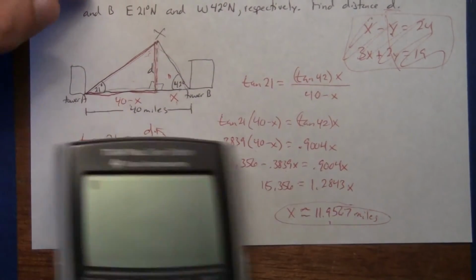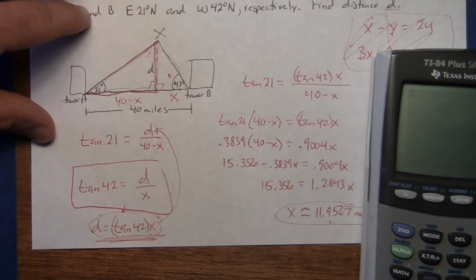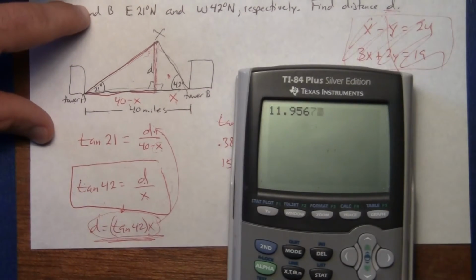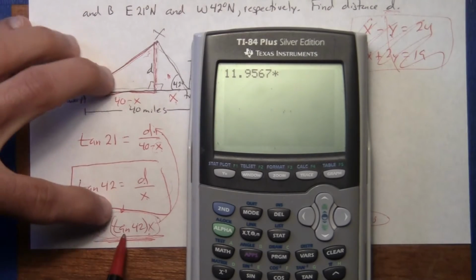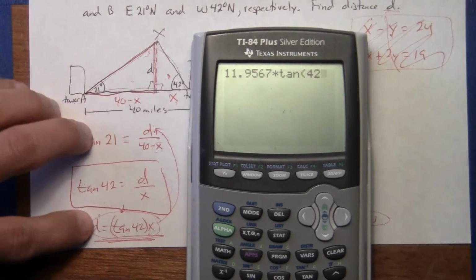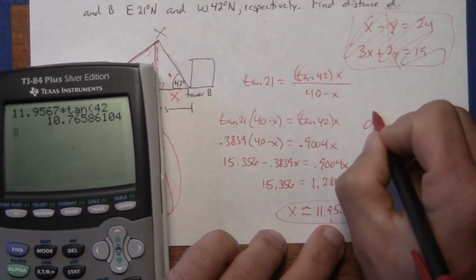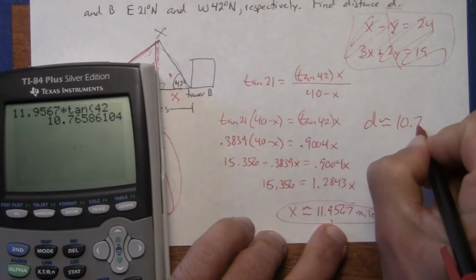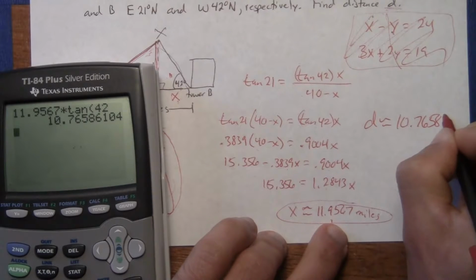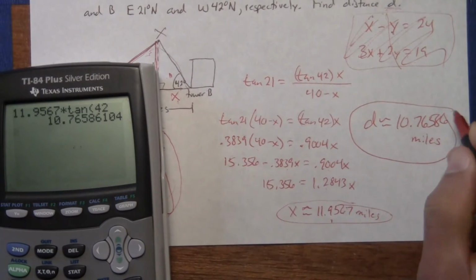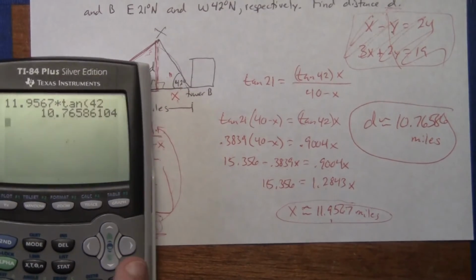So I'm going to do that. I'm going to take that 11.9567, I guess I shouldn't have cleared it off my calculator, and I'm going to multiply that by the tangent of 42. And that will give me the d, the number I'm looking for. And it looks like d, the answer I actually want, is approximately 10.76586 miles. You don't need to round the final answer. You can round it to 1 or 2 decimal places. If you want to go out that far, you can.